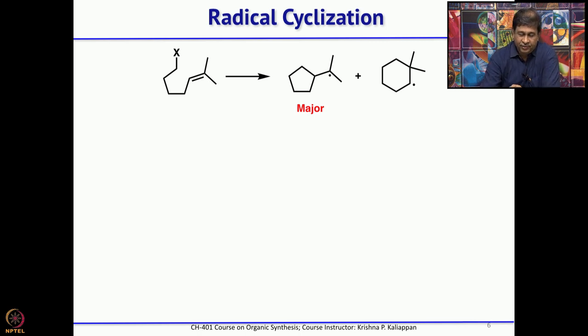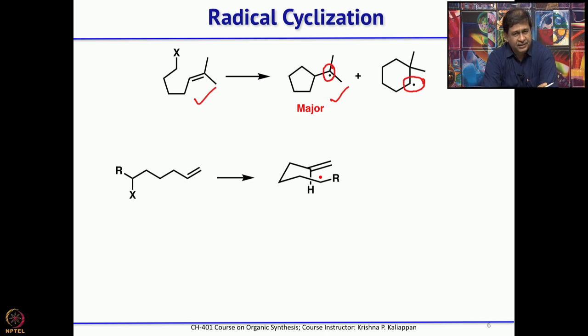See, for example, if you take this compound, 5-exo will give a tertiary radical, whereas 6-endo will give a primary radical. From the stability point of view, the tertiary radical is more stable, so that is why 5-exo is more favored than 6-endo. Coming to the stereochemistry, for example, you have a double bond and you have a halogen. So it forms 5-exo trig. Since you do not have a substituent at the end, 5-exo trig is more favored. Now you put the substituent at the same carbon as the halide is.